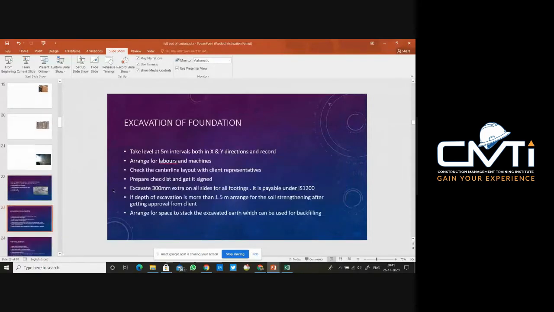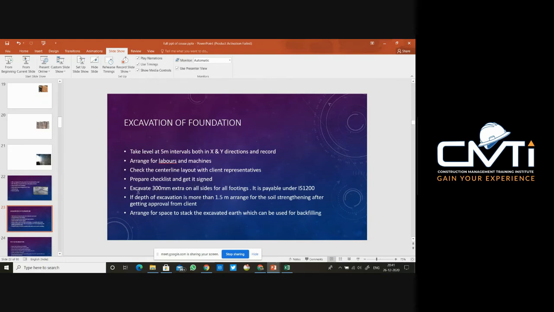So next slide. Here I explain the excavation of foundation. We have to take levels in both x and y directions with 5 meter intervals. The labor and machines are necessary for these works, so we have to arrange these. Then we have to get the center line layout checked by the client representative. Then we prepare the checklist and get it signed by the client.